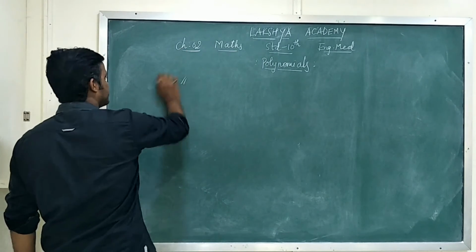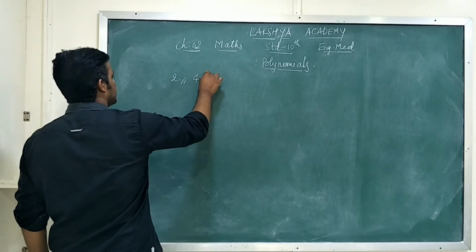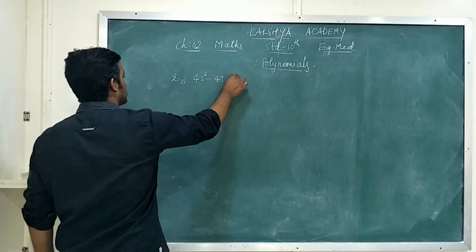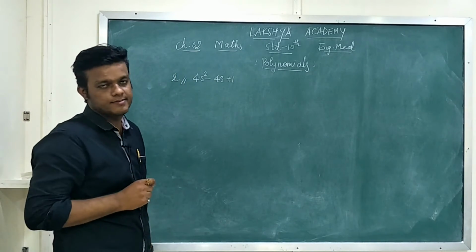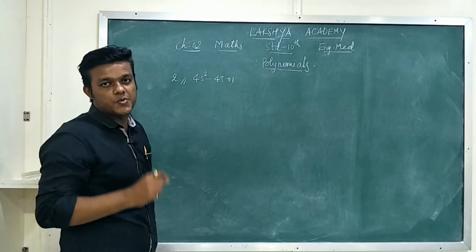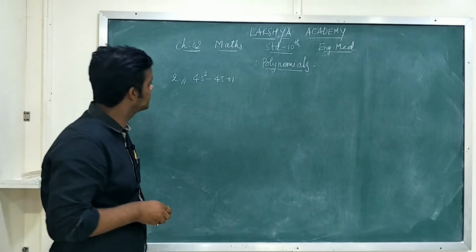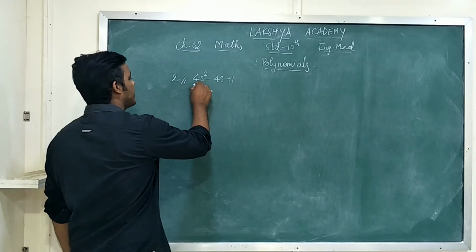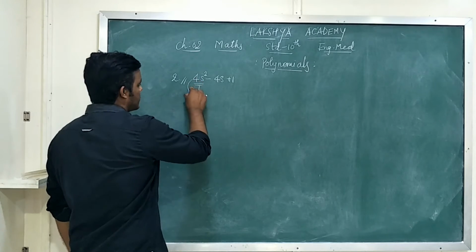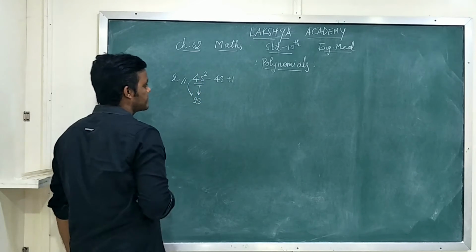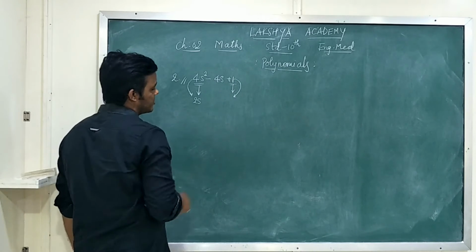Number 2, 4s squared minus 4s plus 1. First of all, how can one check whether the given polynomial is a perfect square or not? The first term should be a perfect square. The square root of this is 2s. The last term should be a perfect square. The square root of this is 1.